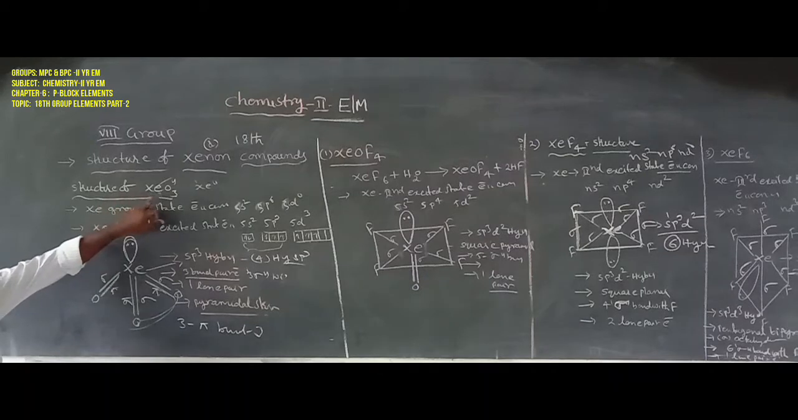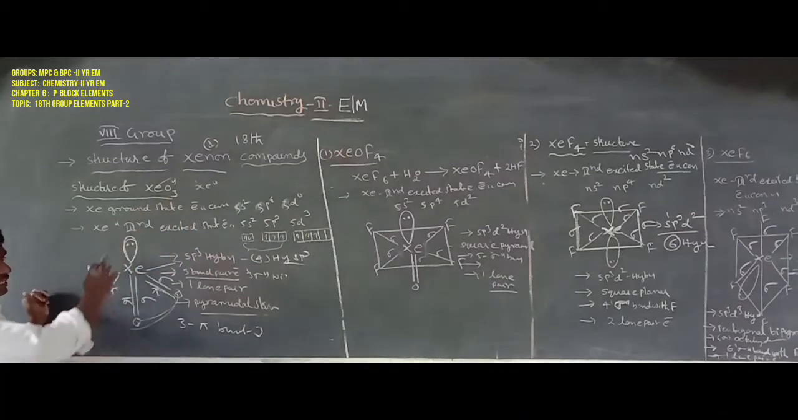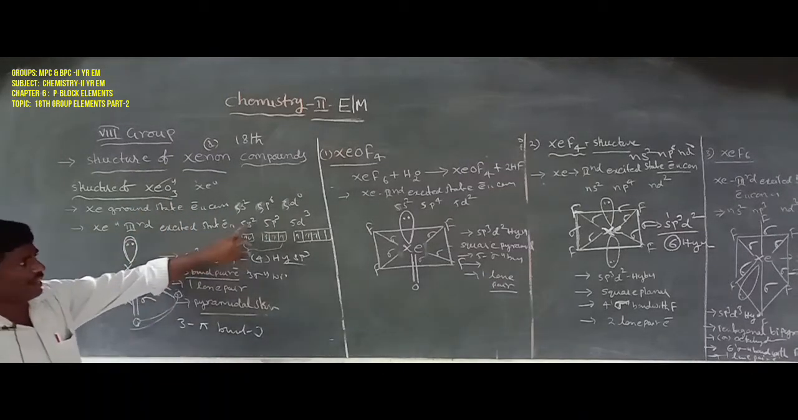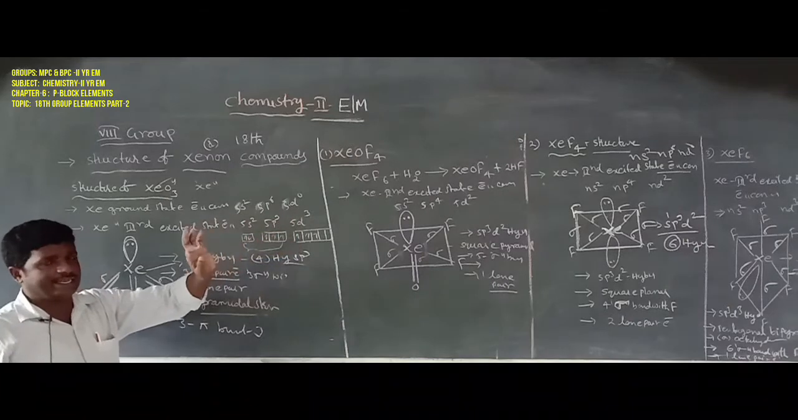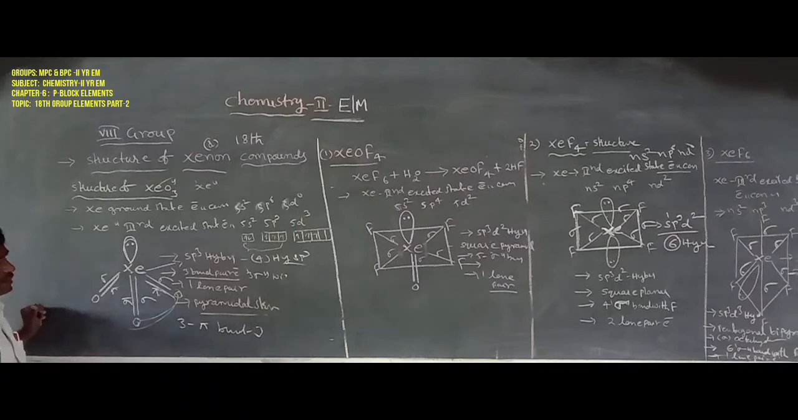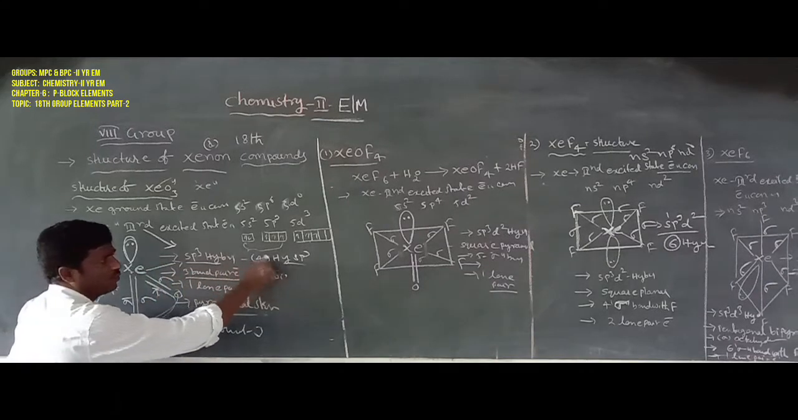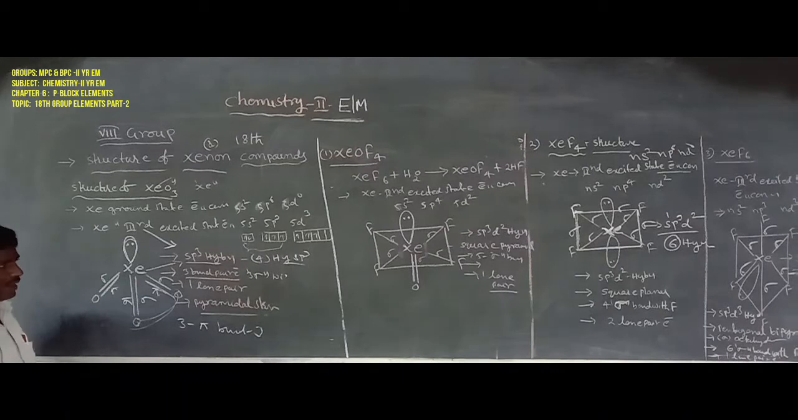Once again, in xenon trioxide, xenon is the central metal atom. The xenon ground state electron configuration is 5s2, 5p6, 5d0. Next, the xenon third excited state electron configuration is 5s2, 5p3, 5d3. In the third excited state, it undergoes sp3 hybridization, forming 4 sp3 hybrid orbitals: 1 s orbital and 3 p orbitals.